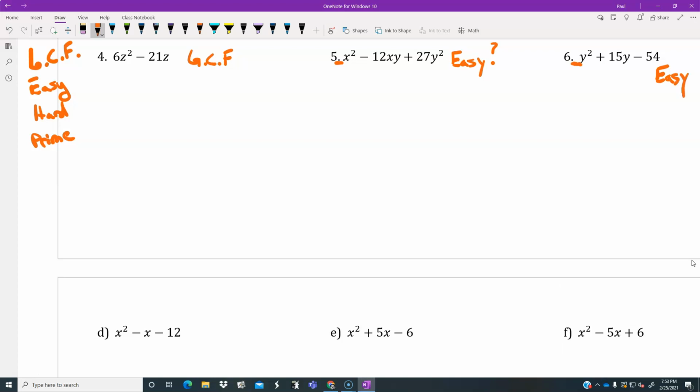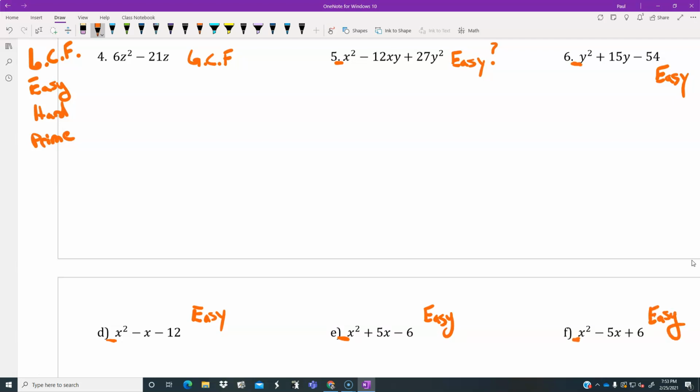Next one, it's a number of 1 in the front. Maybe it's an easy. Don't see any common number. Oh, it's a 1 in the front. Must be an easy. We got a whole bunch of easy ones. So this must be an easy assignment. And then this has got a 1, nothing coming out. That must be an easy.